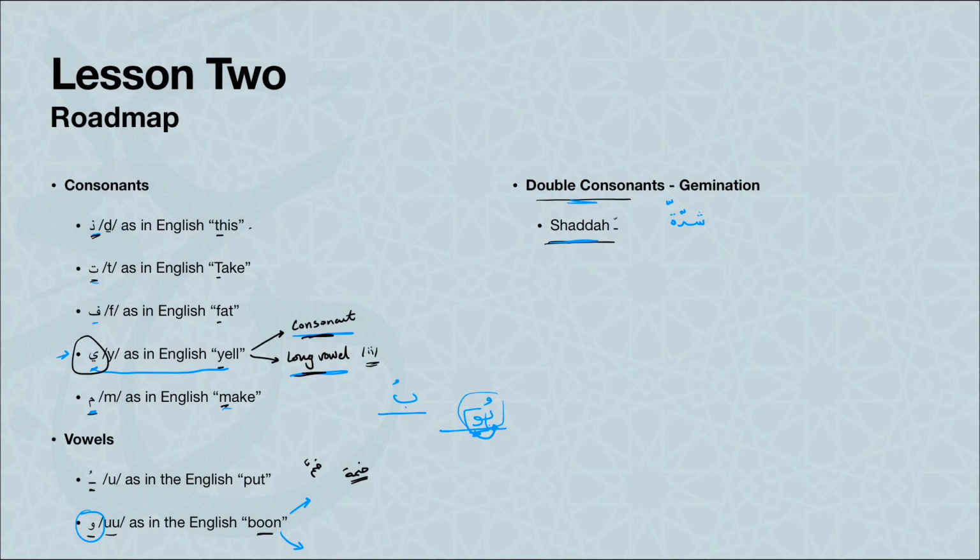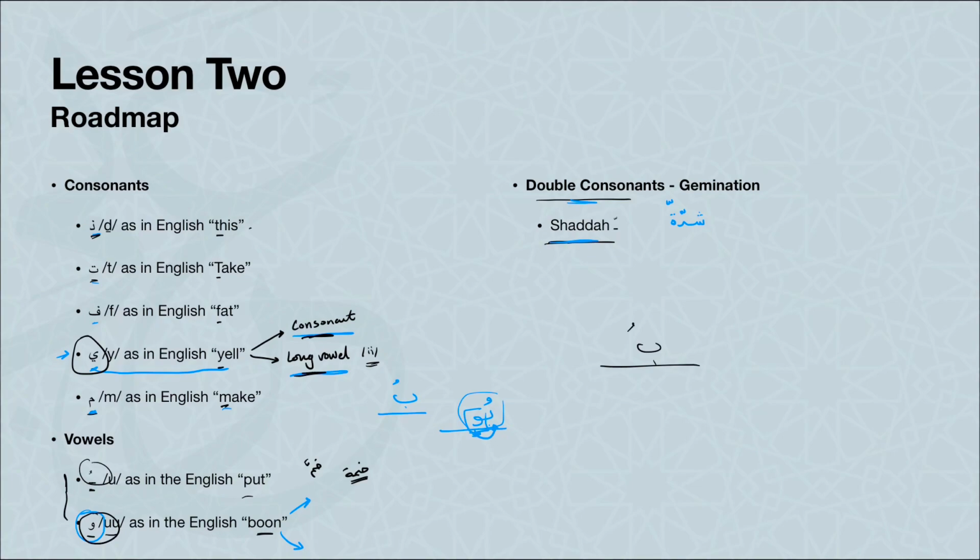And we learned our second pair of vowels, which is the dhamma, the u, and the waw representing the long vowel, which is oo, as in boon. And the short vowel represents the u in put. And we know that we write it as a small little waw on top of the letter.